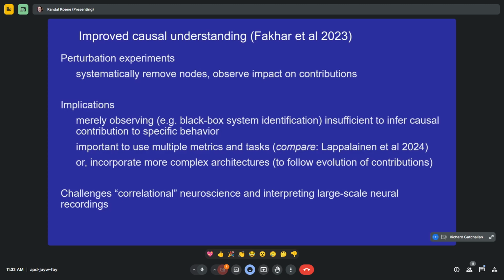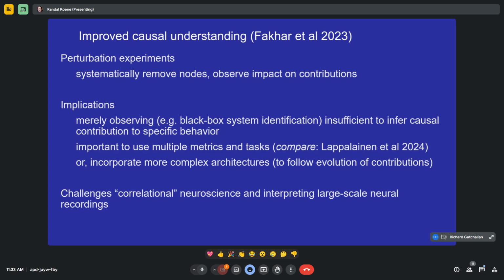In perturbation experiments, and I'm generally very much in favor of sensitivity analysis and all of that stuff, they systematically remove nodes and observe the impact on contributions. You can also see how this relates to lesion experiments, for example. They conclude that simply observing neural activity, whether in artificial networks or biological brains, may not be sufficient to quantify the causal significance of neurons for producing behavior. It underscores the importance of considering downstream transformations when assessing causal contributions, and they emphasize using multiple metrics and tasks to fully understand the causal roles of individual nodes in neural networks. Examining networks performing multiple tasks or incorporating more complex architectures may be a way to see how causal contributions evolve as information is processed across layers.